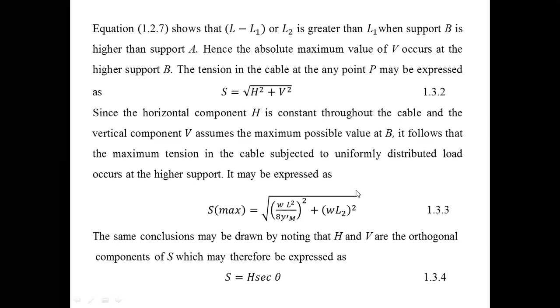So where does the maximum vertical reaction occur? It occurs near L2, because L2 is greater than L1, when the support B is higher than the support A. Right? So S is equal to H secant theta.